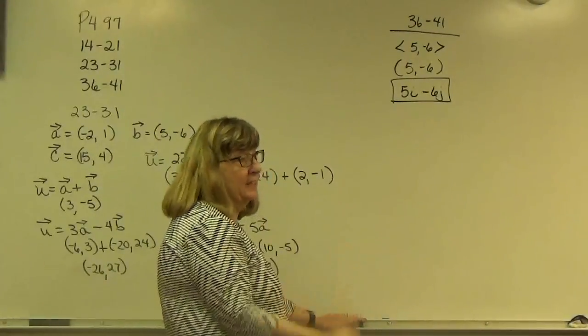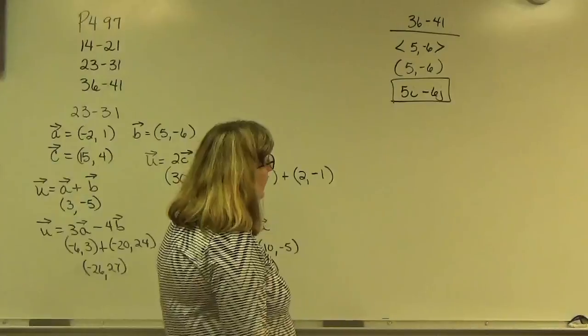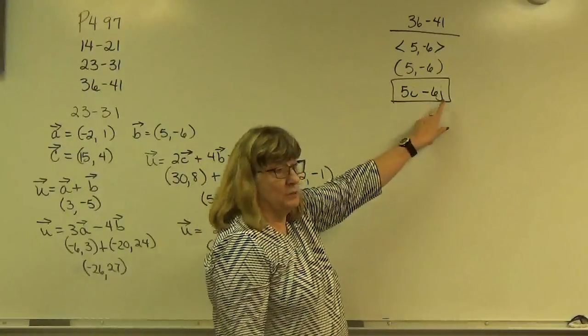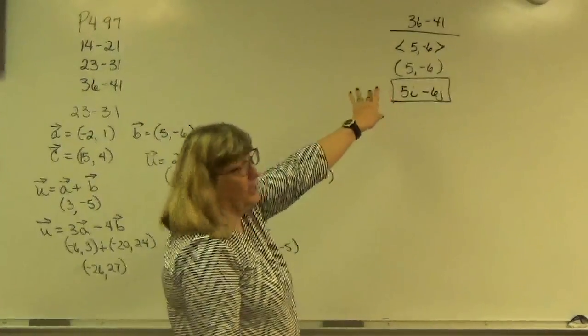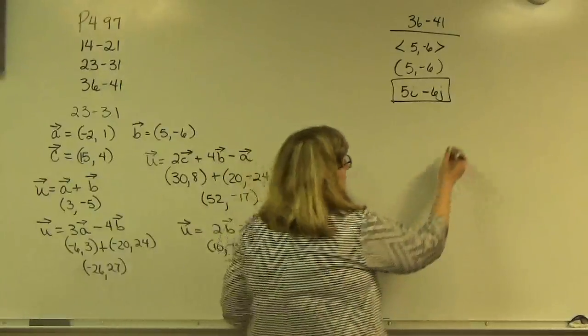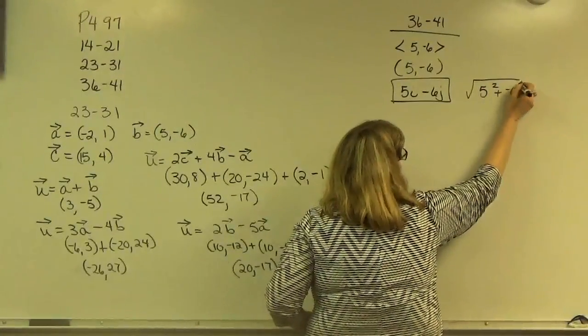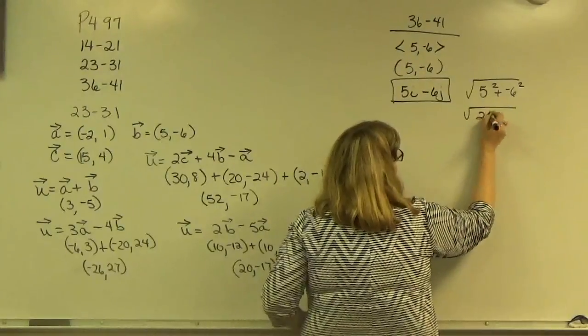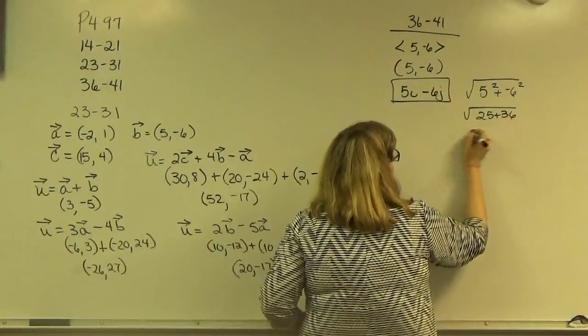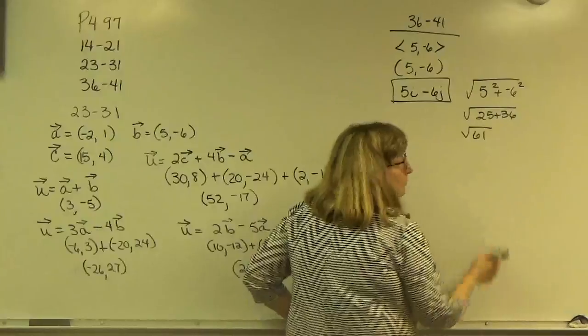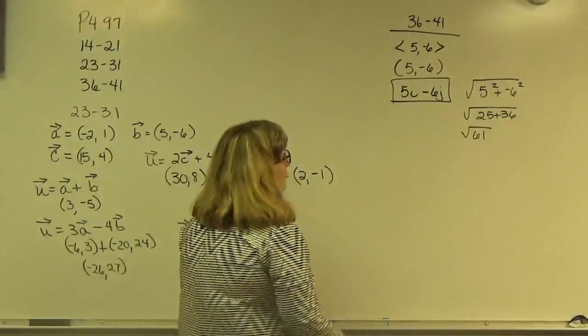Now, the next thing is to find the magnitude. The magnitude is just where you square each of these and put it under the radical, because there's nothing to subtract, it's already a vector. So it's going to be the square root of 5 squared plus -6 squared. So square root of 25 plus 36, 61. And that would be your magnitude.